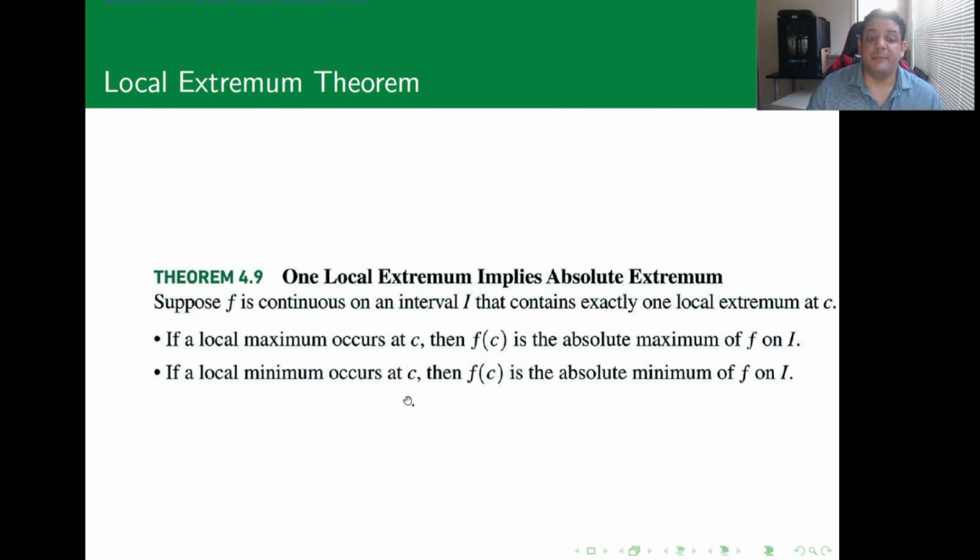And if the local minimum occurs at c, then f of c is the absolute minimum of f on the interval I. Remember, we were always comparing these extrema on closed intervals, and the critical points as well. So this guarantees that if we have a critical point in the interior, and that critical point is either a local max or min, then it's going to be the absolute max or min of that interval.